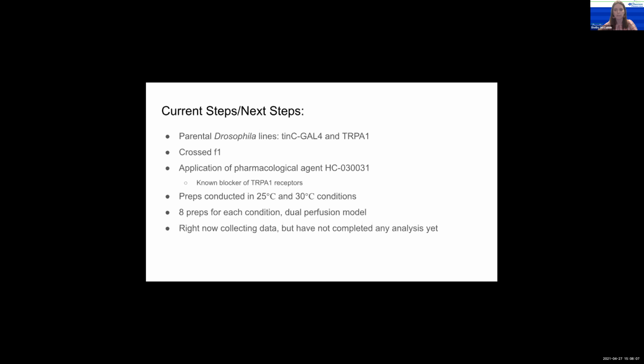Because if the overexpressed TRPA is able to better maintain heart rate, the blocker should give us opposite results. Lastly, these preps are being looked at in 2 different temperature conditions, both 25 degrees Celsius, which is like our scientific room temperature, as well as 30 degrees Celsius. And this is because, again, those TRPA1 receptors are known to be sensitive to temperature. So we want to look at different temperature conditions throughout the experiment as well.